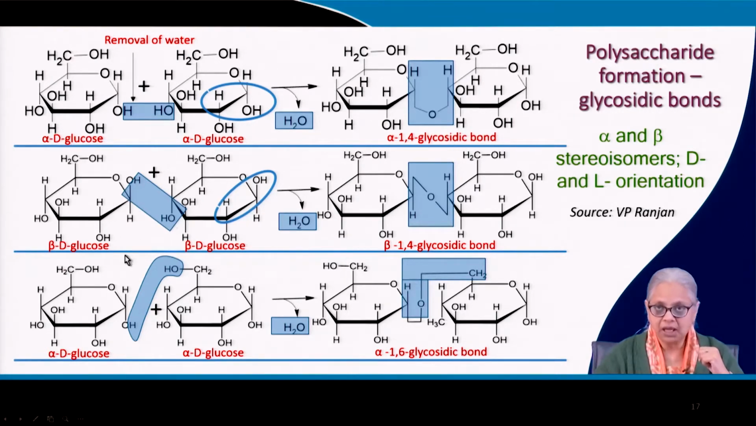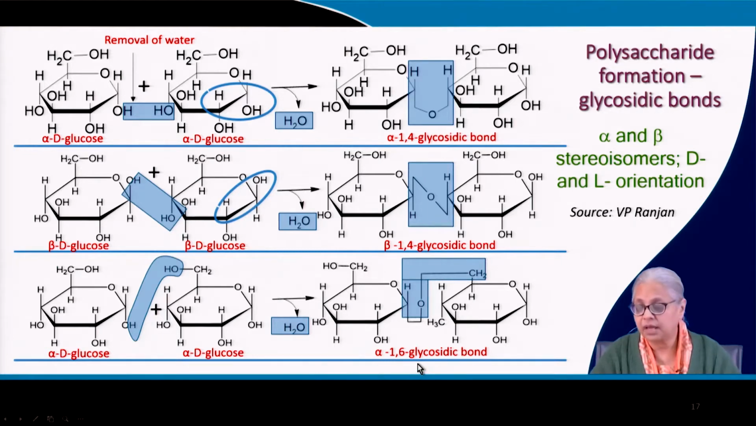Now if you have two beta D-glucose, these alpha and beta are stereoisomers, it's going to bond with that, and therefore you will get what is called the beta 1,4 glycosidic bond. And then we have another permutation that is possible. So the hydrogen on the C1 position is going to bond with the hydroxyl at the C6 position, and therefore it's called alpha 1,6 glycosidic bond.